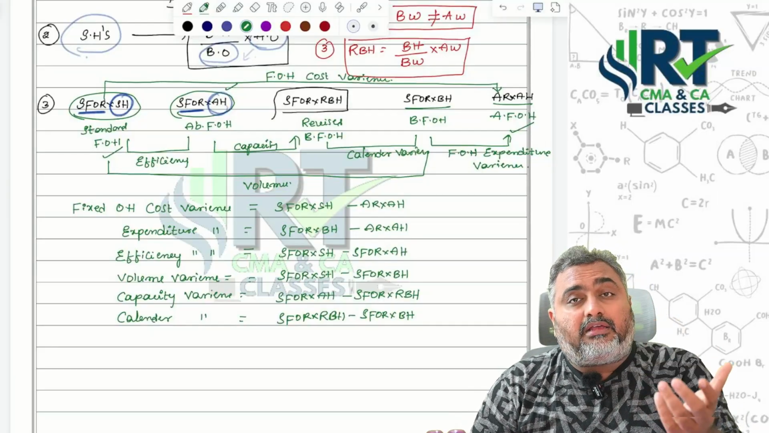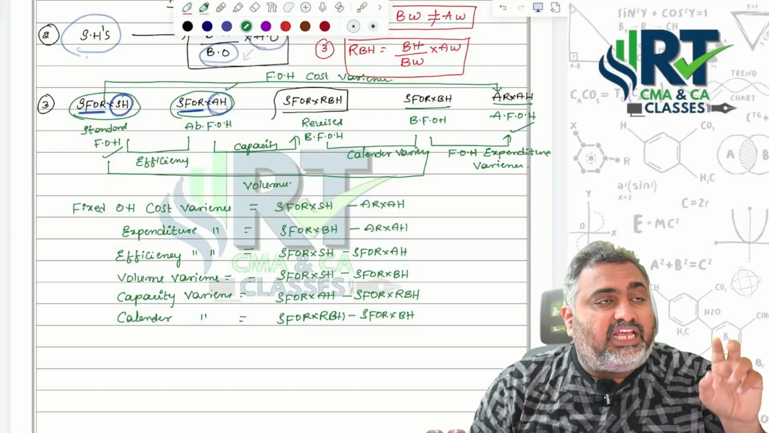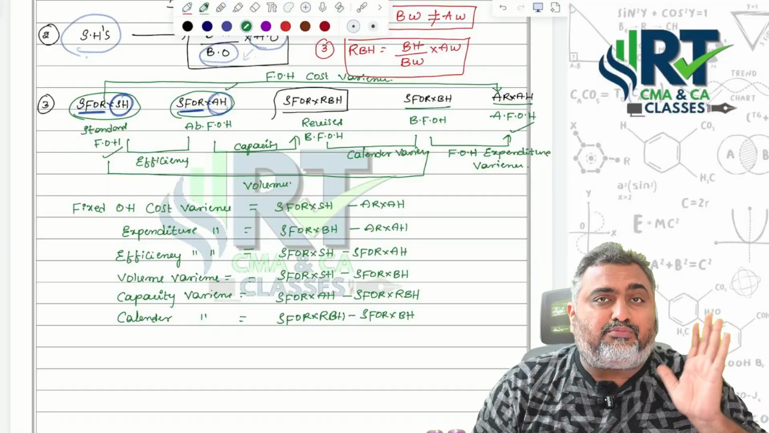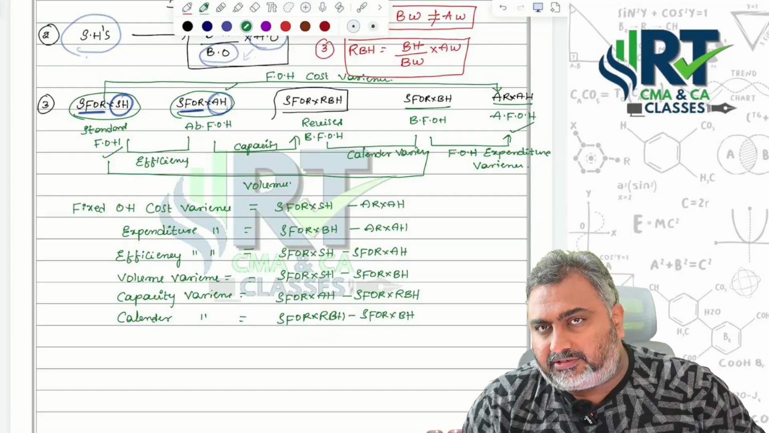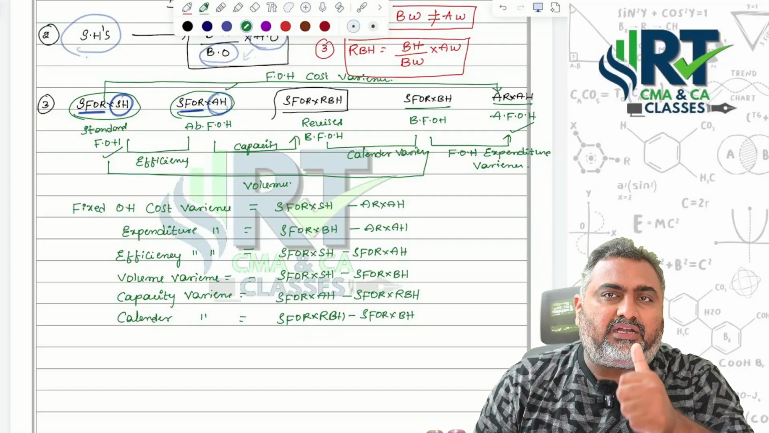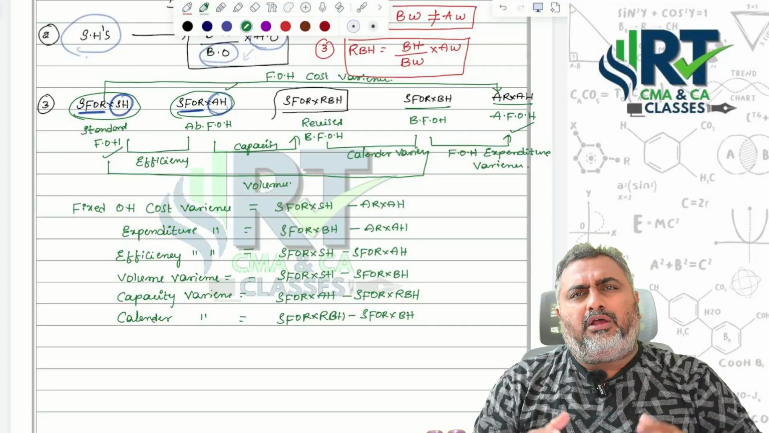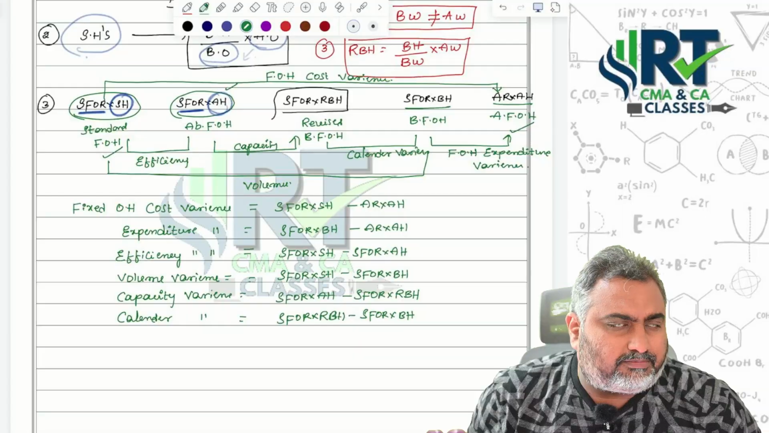What is the formula for calendar variance? SFOR into RBH minus SFOR into BH. Now, how to remember the volume and capacity points? If you remember volume, automatically you can do capacity variance perfectly.